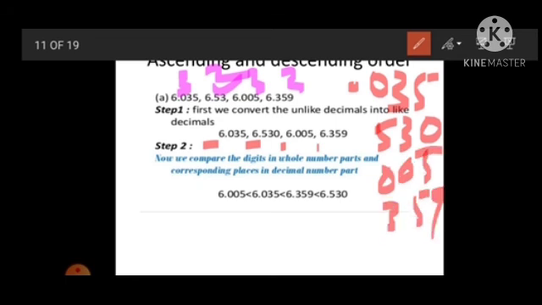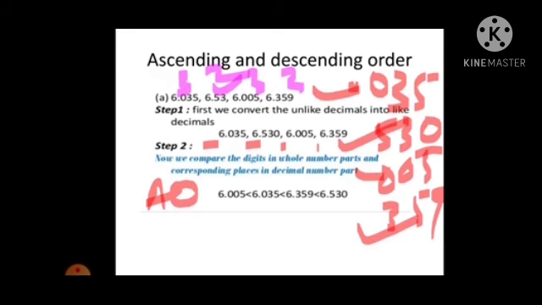Now we will arrange them in ascending order. So the first one is 6.005, then less than 6.035, then less than 6.359, and then less than 6.530. Okay students, first we convert into like decimals, then we compare the whole numbers, and then we compare the decimal places. Okay students, see the next example.